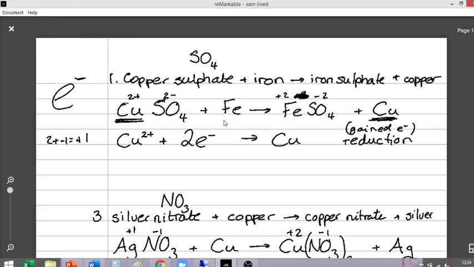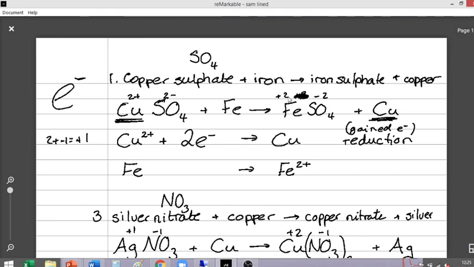Now we need to do the half equation for iron. So iron on the left-hand side starts as its elemental form, so capital F, lowercase e. On the right-hand side of the equation, up here, we had it as a 2+ ion, so Fe 2+ ion. Now that's an ion of iron. I hope that makes sense.